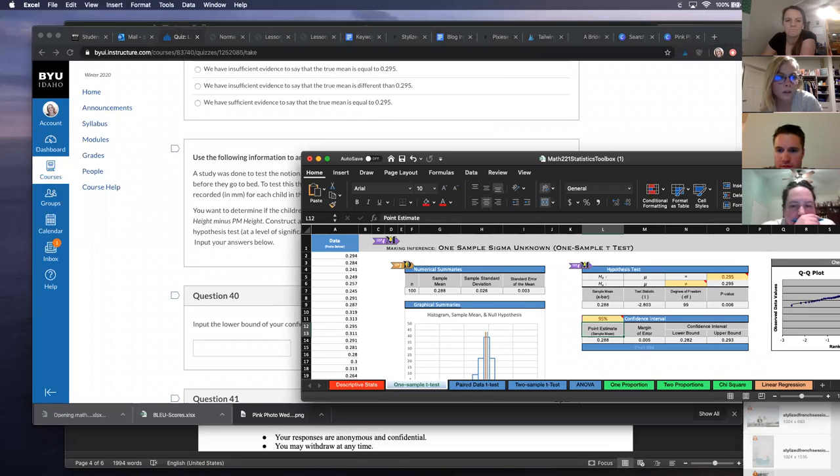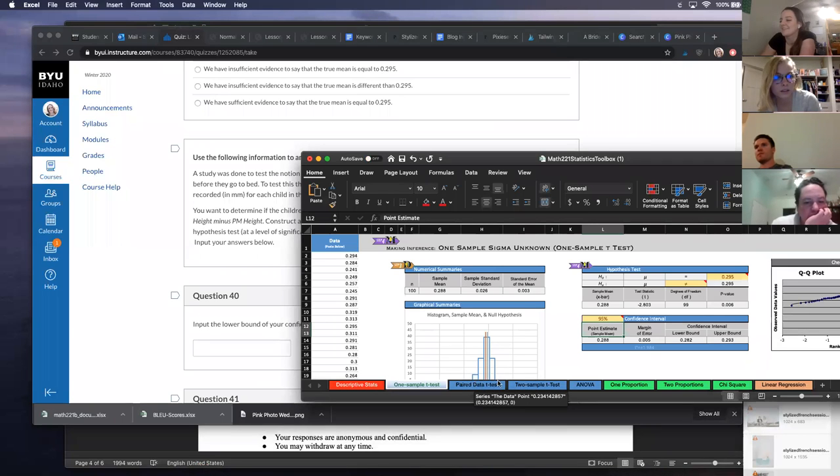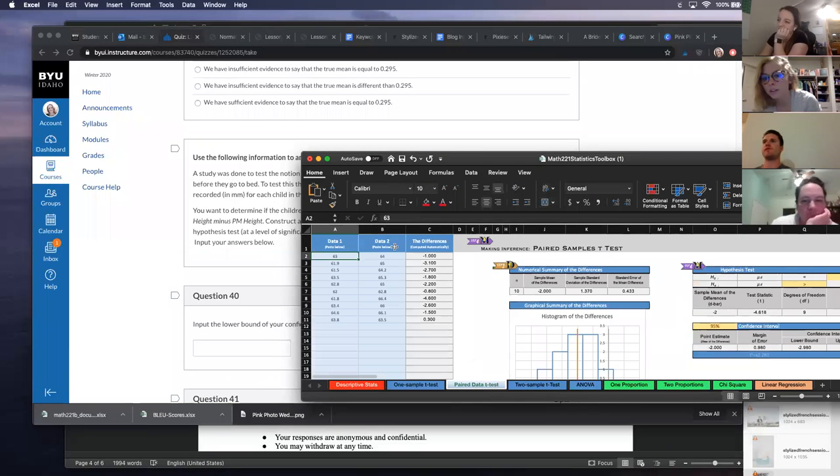Oh, so it's this little code. So this one, morning height and afternoon height. Oh, gosh. So it's paired, right? Yeah. Sorry, is this one paired? Yeah. Okay.